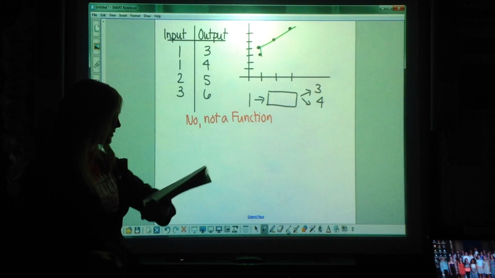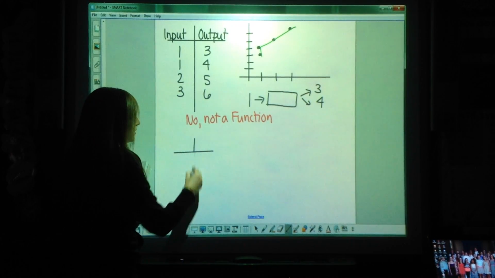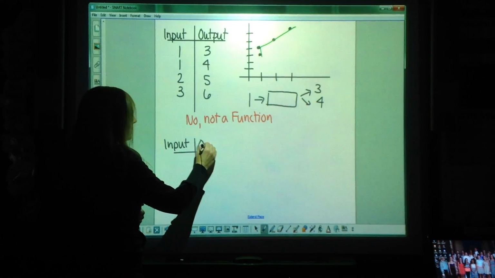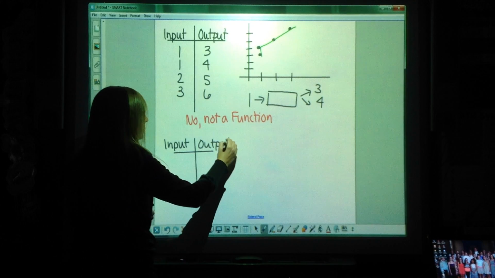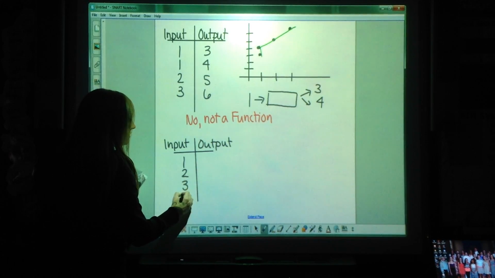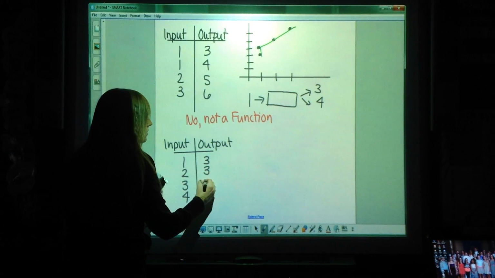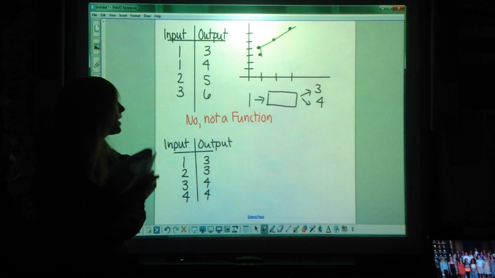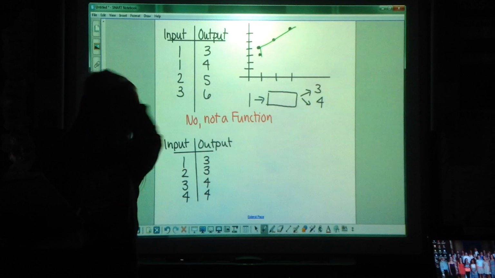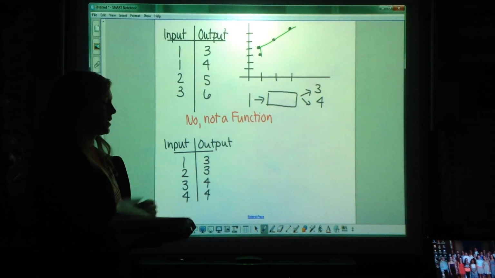I want you to try this last one. The domain is 1, 2, 3, 4. The range is 3, 3, 4, 4. And in your notes, I want you to make a graph and I want you to make these function machines. On your homework, you would only have to use one method. You wouldn't have to use all 3.